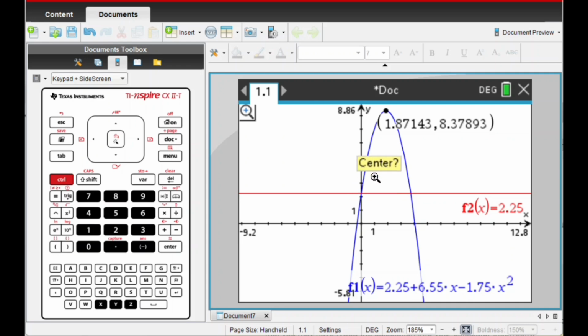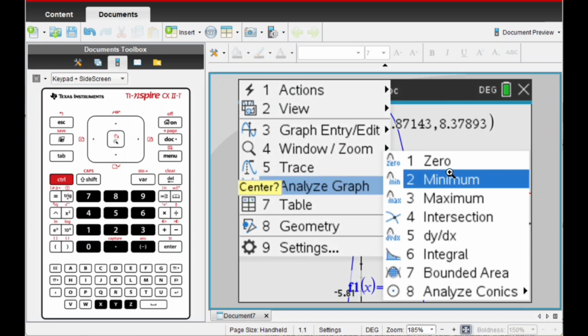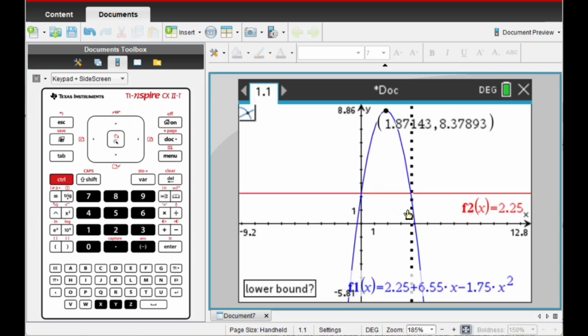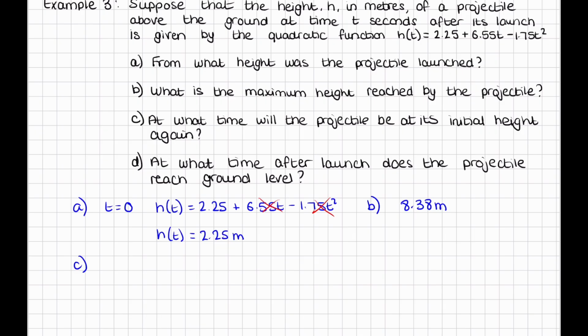So we can see the initial point here, where we started, that's where the projectile started. Now we want to know what is the other intersection point. So we go menu, intersection, and we want to know how long it's taken to get to 2.25 meters again, which will be our x value, so 3.74 seconds. All right, and as we just found then, it will take 3.74 seconds after it's launched to get back to 2.25 meters.